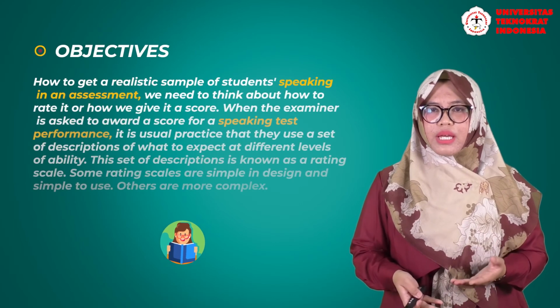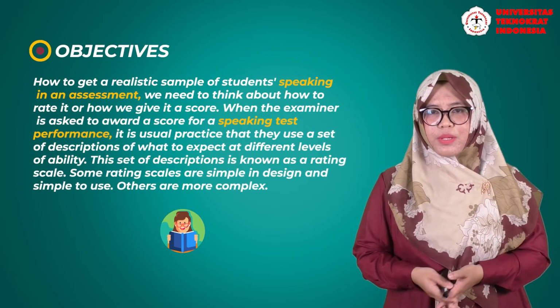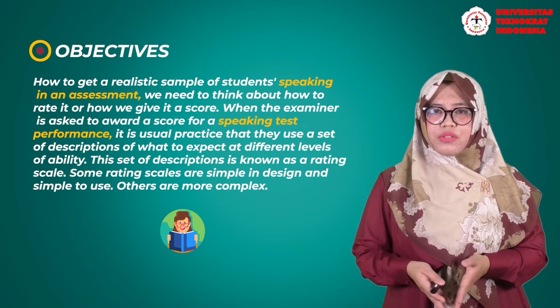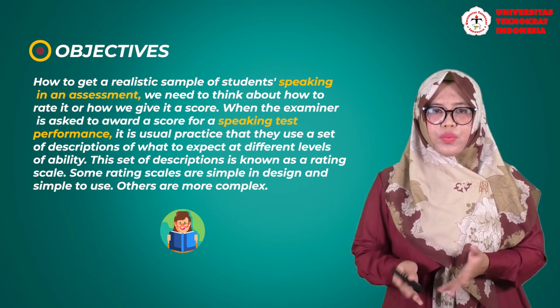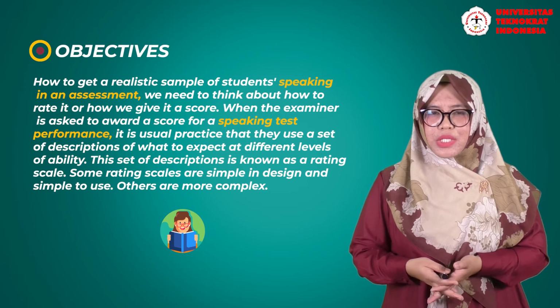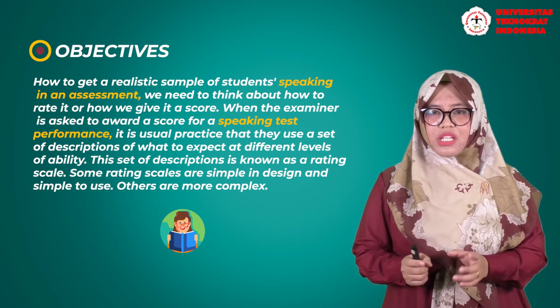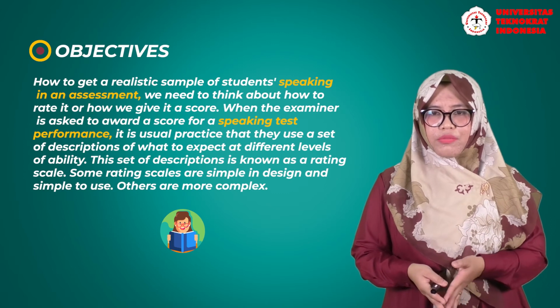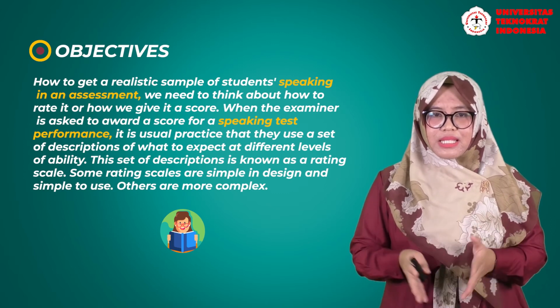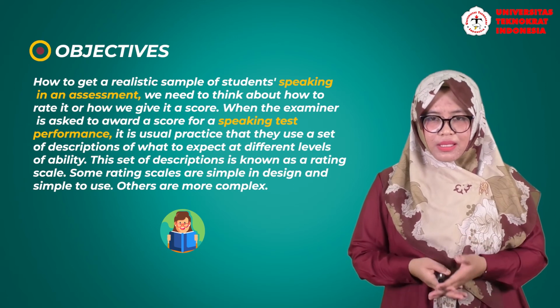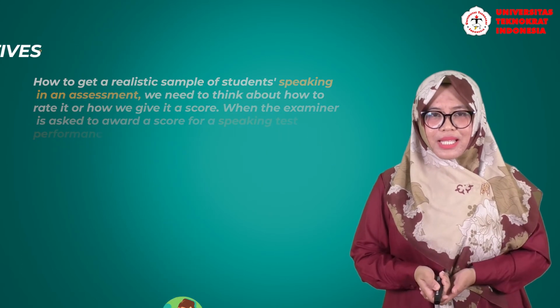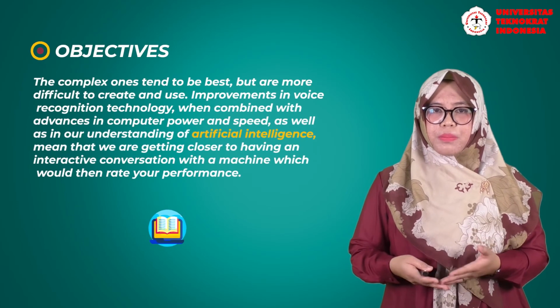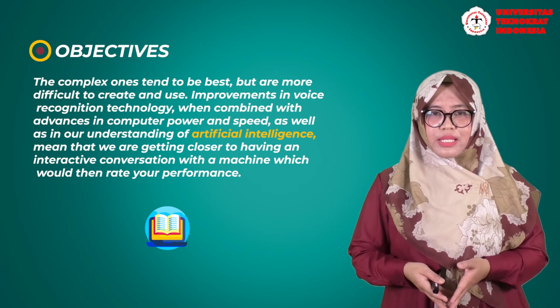So now that we've looked at how to get realistic samples of students speaking in an assessment, we need to think about how to rate it, or how we give it a score. When examiners are asked to award a score for speaking test performance, it is usually practiced that they use a set of descriptions of what to expect at different levels of ability, and these sets of descriptions are known as a rating scale. Some rating scales are simple in design and simple to use, and others are more complex. As with most things, the complex ones tend to be best, but are more difficult to create and use.